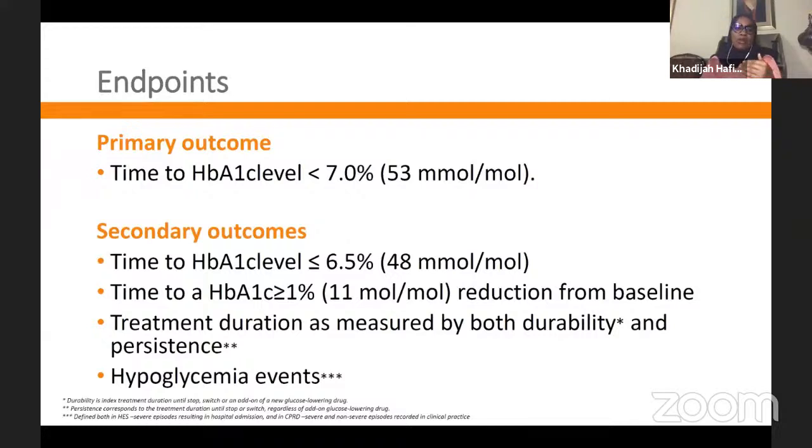And they had a number of other secondary outcomes as well, which included the time it takes to get to an A1C target that's less than 6.5, and the time it takes to reduce the hemoglobin A1C by more than 1% from the baseline. And they also wanted to study the durability and persistence by looking at the treatment duration and, of course, compare for hypoglycemic events.